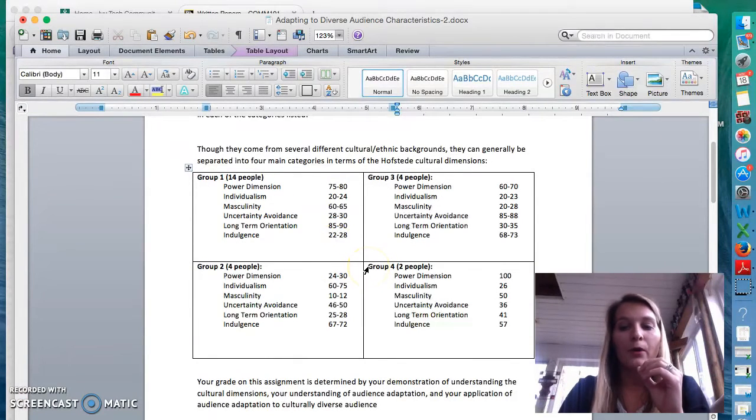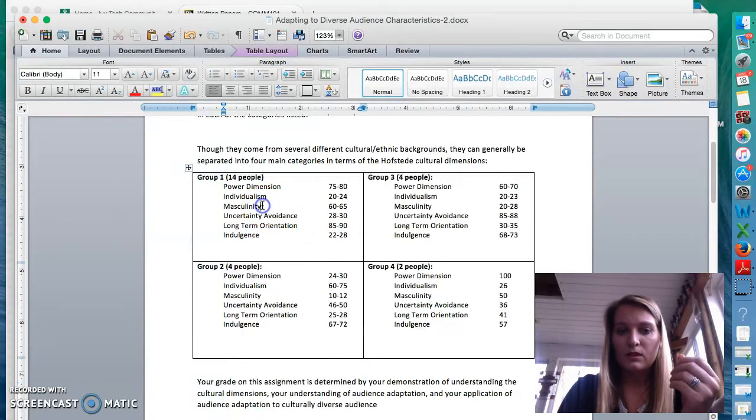Do not just pick one of the 4 groups. All 4 of these groups are your audience members. You have to talk to all of them. You can't just pick one group. Talk about how the different cultural dimensions are going to add to, you're going to use those cultural dimensions to add to your presentation through your adaptation.